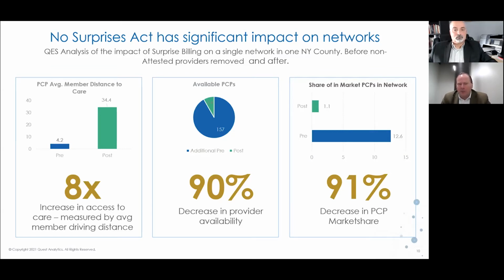Access to care for my members today for primary care is 4.2 miles. If I took out providers who haven't verified their information in the last year — now, again, I went back a year to show the severity of this — access to care changes to 34.4 miles.